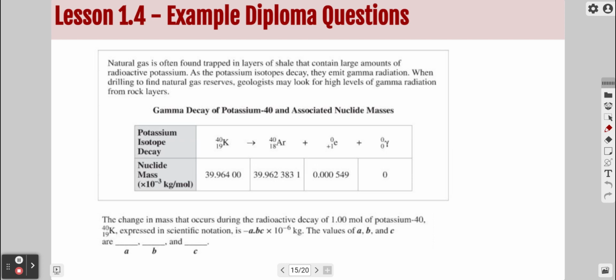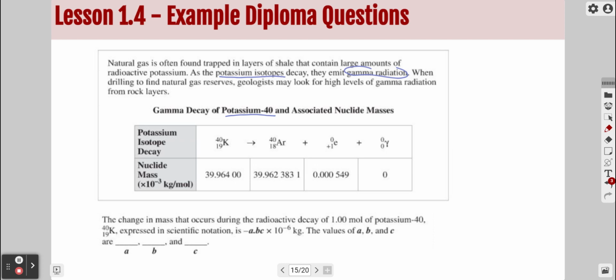Okay, so here's when we can actually do the calculation. You want to pause this and then read through it yourself and see if you can figure out what you actually need to do for this question. Then come back and check. So natural gas is often found trapped in layers of shale that contain large amounts of radioactive potassium. As the potassium isotopes decay, they emit gamma radiation. All right. When drilling to find natural gas reserves, geologists may look for high levels of gamma radiation from rock layers. So gamma decay of potassium-40 and associated nuclide masses.